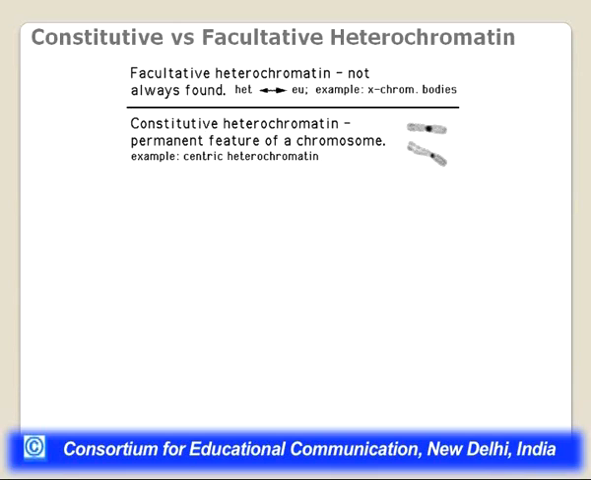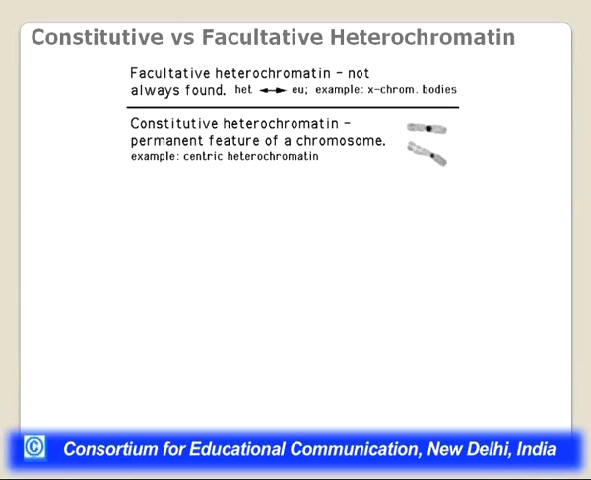For example, we talked about the X chromosome, which is condensed in a female cell, but when it is passed on to the male cell in the next progeny, it is decondensed, and if it is passed on to the female in the next progeny, then it can be decondensed or condensed. So it is a facultative heterochromatin.